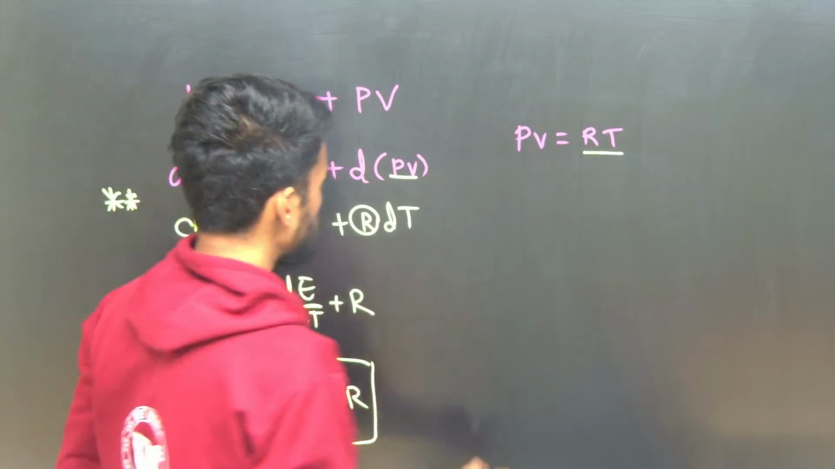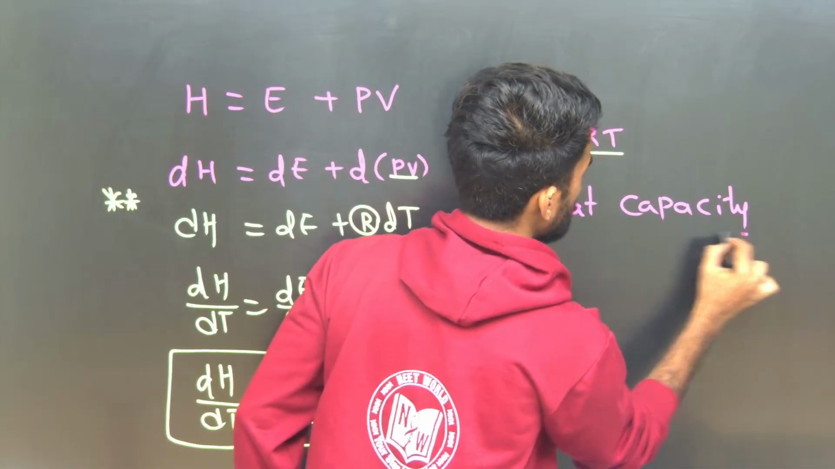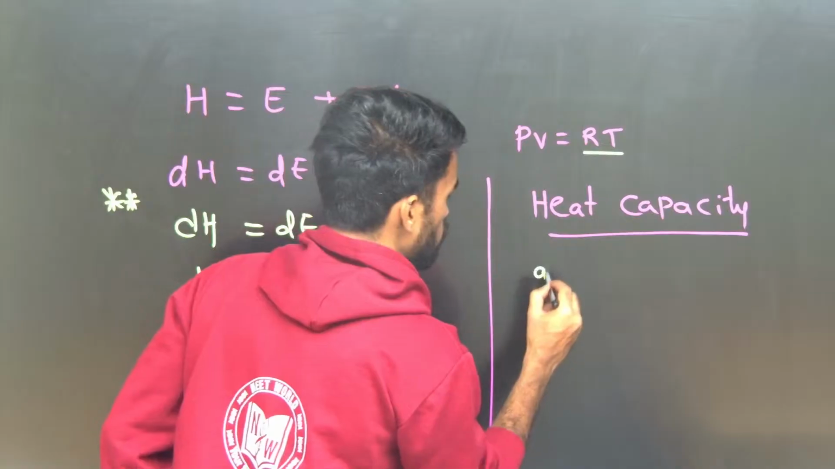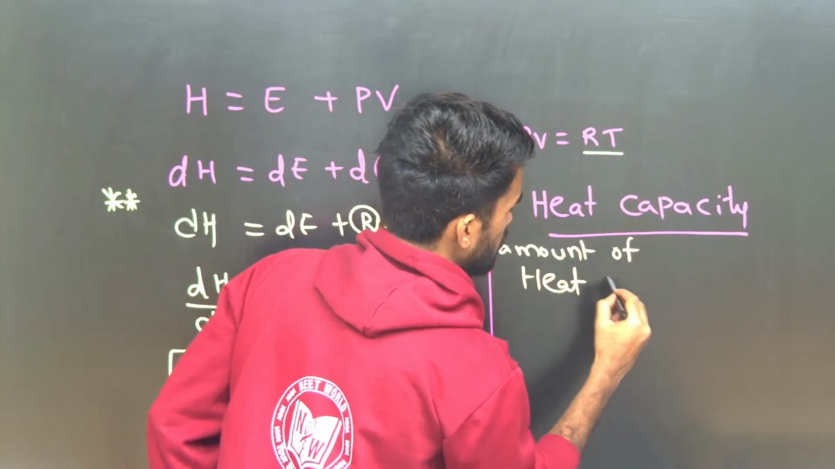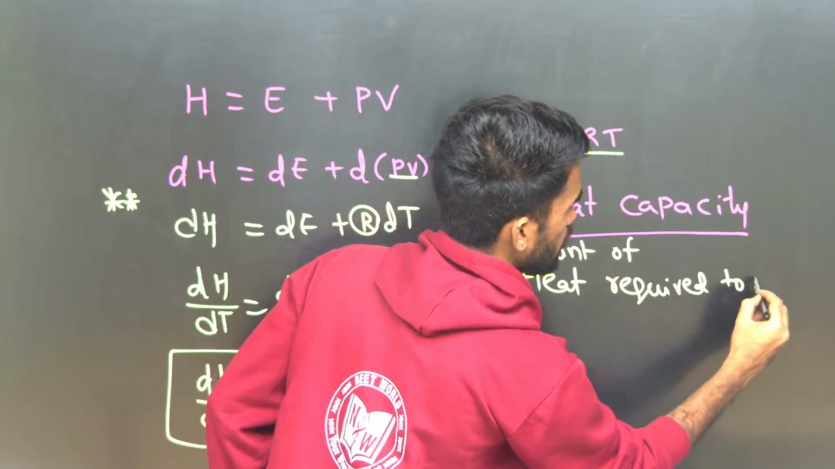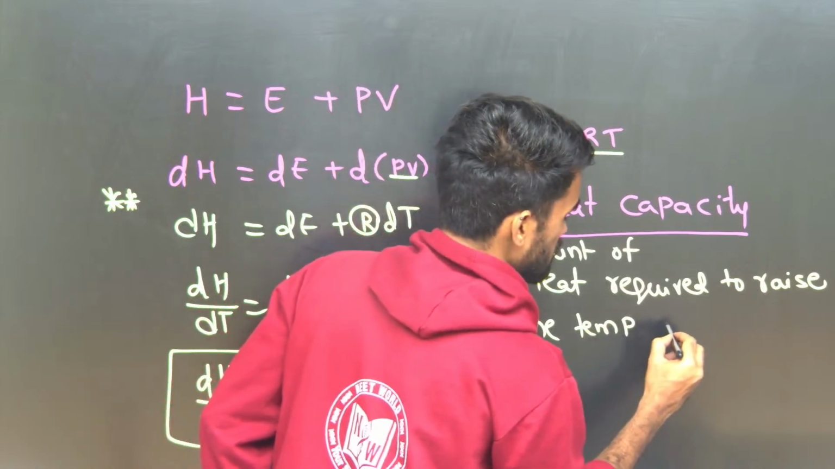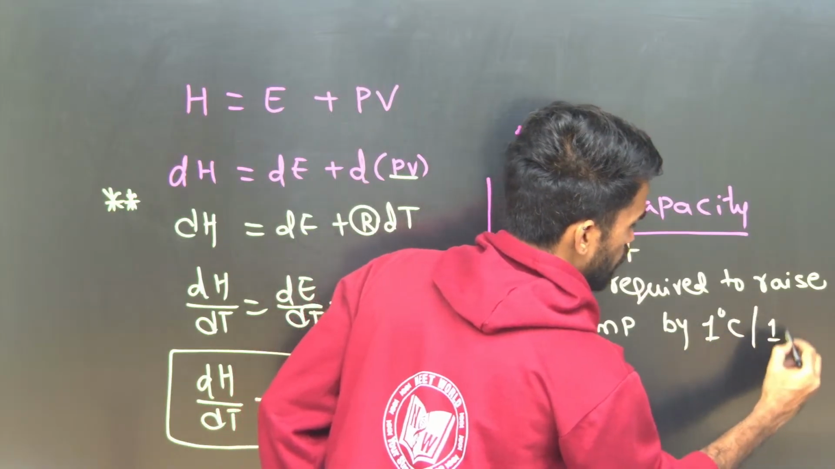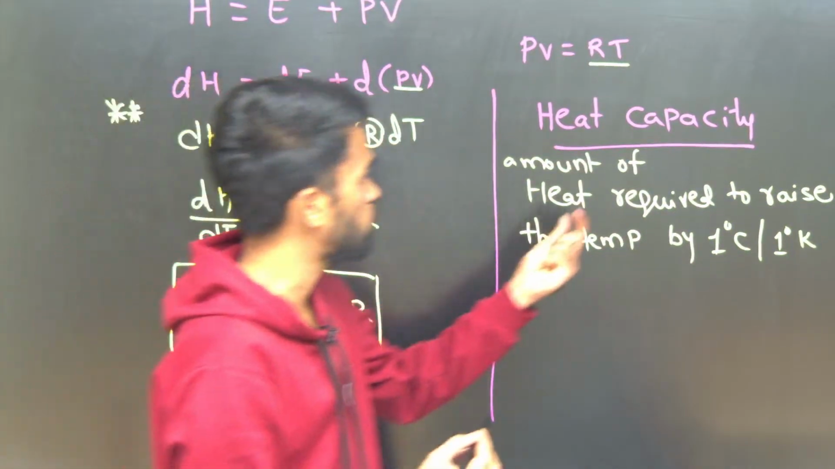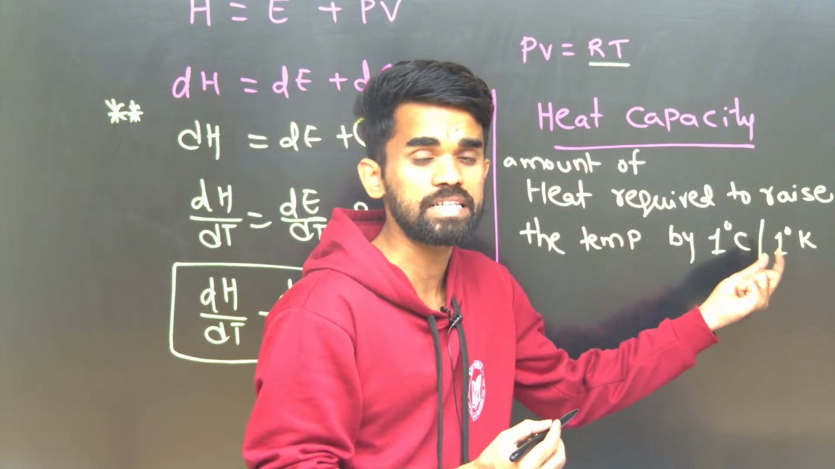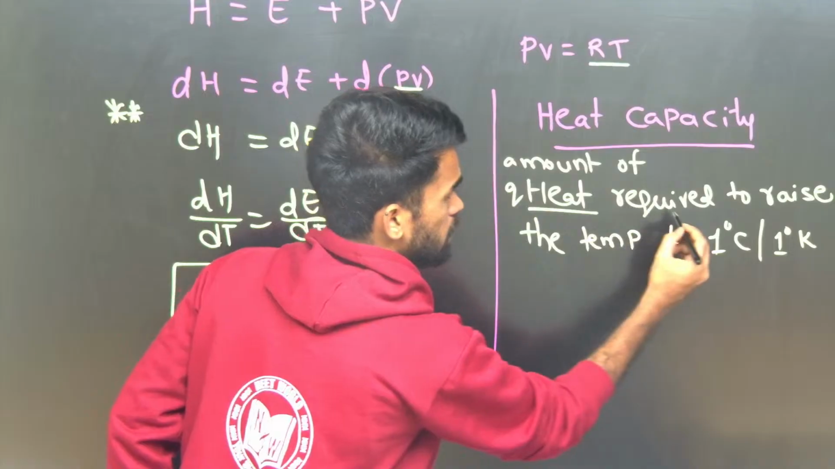Now look at this, there is a term called heat capacity. What is heat capacity? The amount of heat required to raise the temperature of a substance by 1 degree Celsius or 1 Kelvin is called its heat capacity. It means the amount of heat required to raise the temperature by 1 degree Celsius or 1 Kelvin for a particular substance. So heat I can represent with Q and the temperature change will be dT.